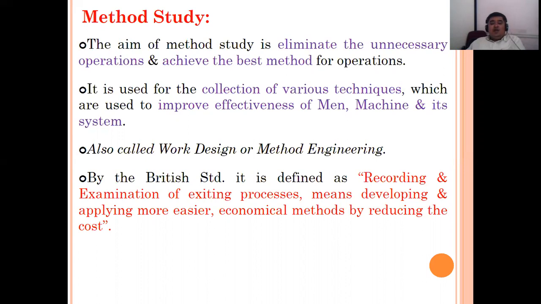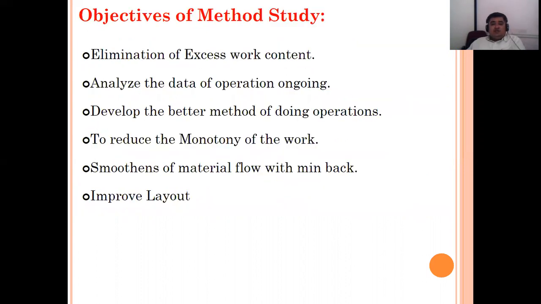And how they are doing, let's go to this. These are the objectives of method study. Objective means what you want to achieve. So the first objective is definitely elimination of excess work content. This is again about unproductive or unnecessary time. Excess work content means what?